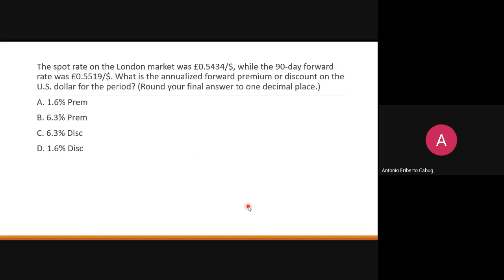Okay. When you are going to express it as a percentage premium or percentage discount, do it in annualized terms. Convert it to 1 year. Please answer this question. The spot rate on the London market was 0.5434 pounds per dollar, while the 90-day forward rate was 0.5519 pounds per dollar. What is the annualized forward premium or discount on the US dollar for the period?